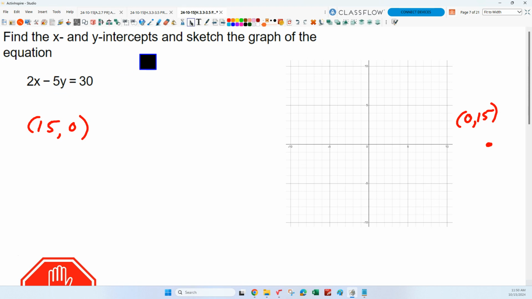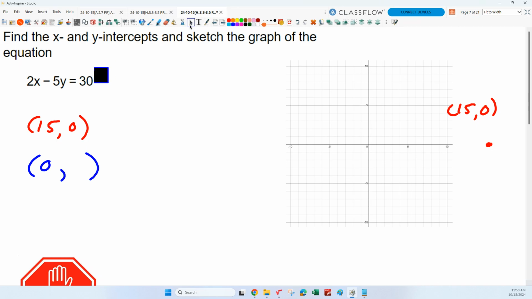Question? Should it be 15, 0? I mean, 15, 0, you're right. Yep, whoops. Thank you. 15, 0, good. Okay, what about finding the y-intercept? What would I do? Set x equal to 0. There you go. And solve.